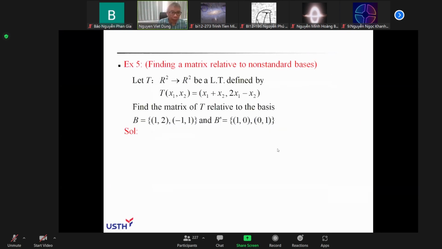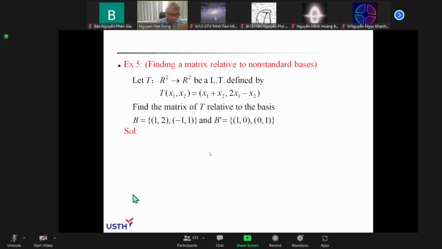And here is some examples. Now, suppose that we consider T going from R2 into R2, and suppose that T is given by that formula. Suppose that on the domain, we are given a basis B like that, and on the codomain R2, we are given the basis B prime to be that one. Then you are required to find the matrix of T relative to B and B prime. How can we do it?